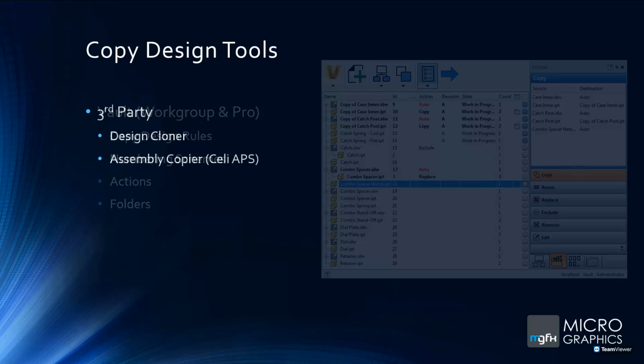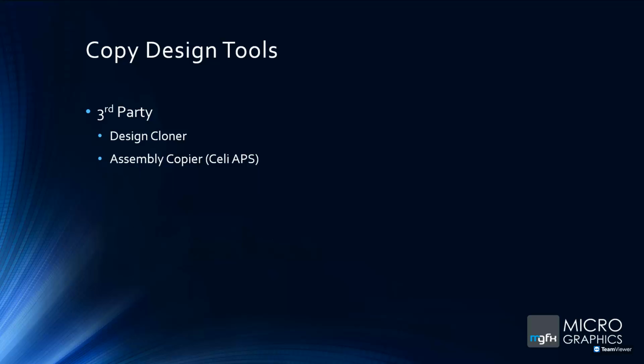So then the last option when it comes to copy design tools are third-party tools. Design Cloner is one third-party tool that was designed in-house by Micrographics, and that's a standalone application that you can download. You install it, it sits on your desktop, and what you would do is you would run Inventor, have your design open in Inventor, and then launch Design Cloner, and it will connect with Inventor and load in your folder structure, or, should I say, your assembly and your assembly structure.